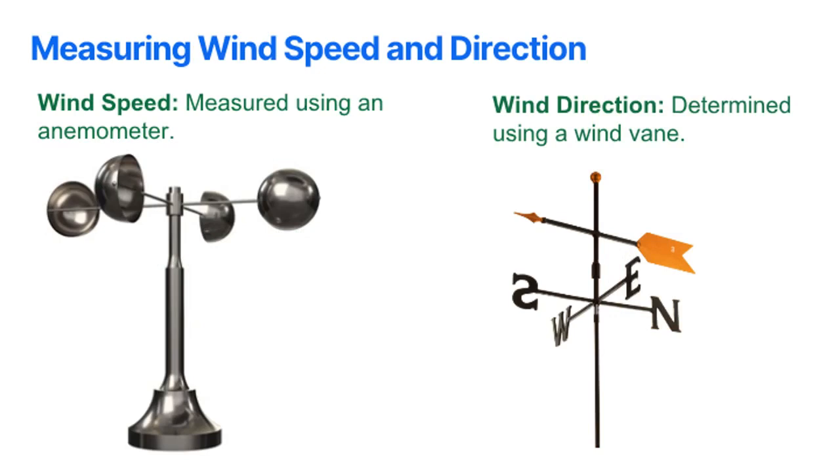Wind conditions are measured using two instruments. An anemometer is used to measure wind speed in meters per second or kilometers per hour. A wind vane helps determine wind direction using cardinal points or degrees.